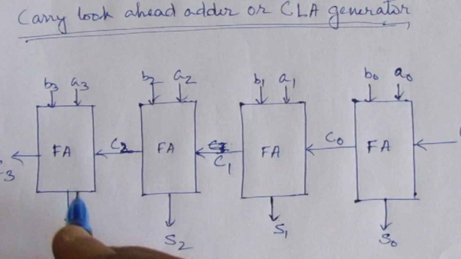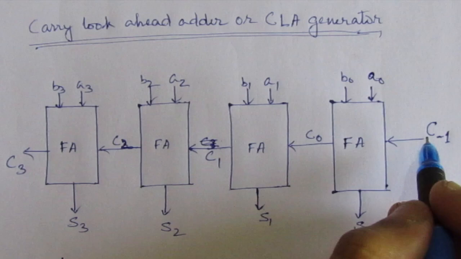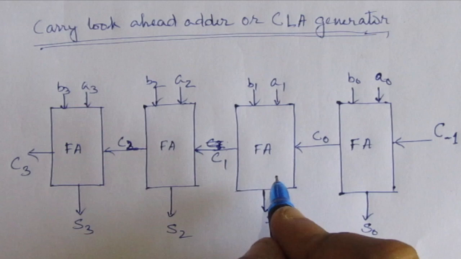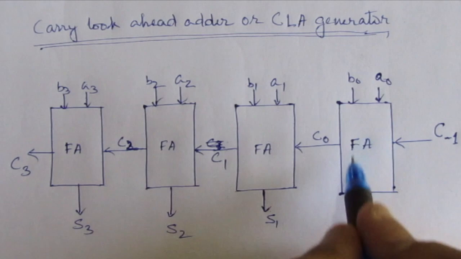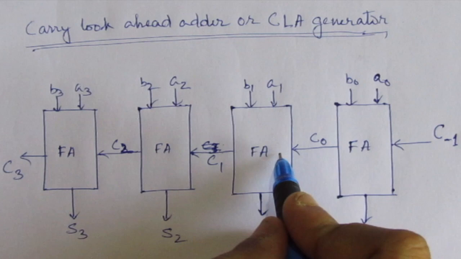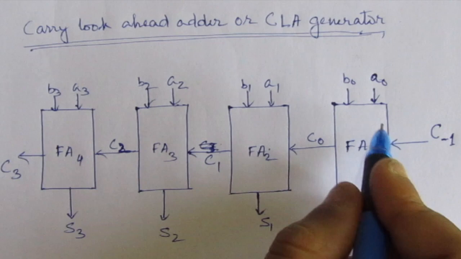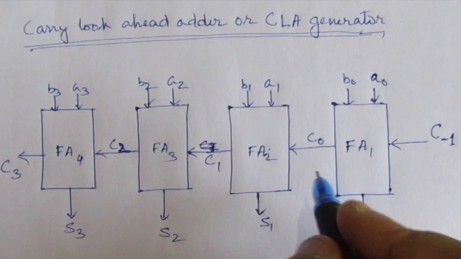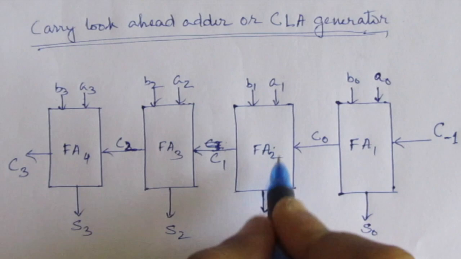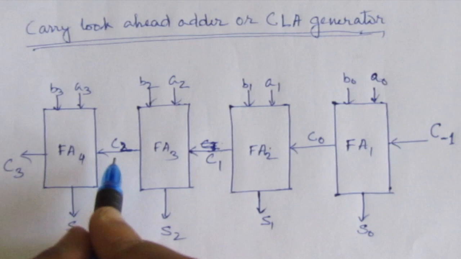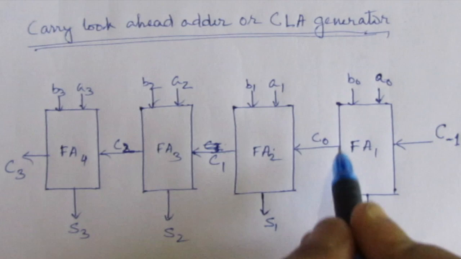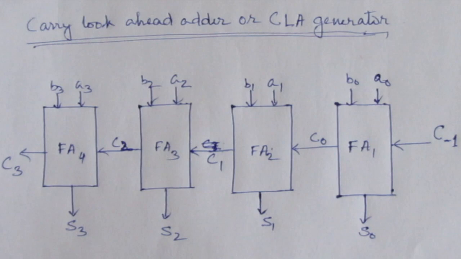So here we can see that the first stage is receiving the carry input, but the second stage has to wait for the carry out to be generated. After this, the full addition operation is complete, and this output carry is the input carry to the second full adder. So we have to wait some time, that means the propagation delay of this full adder circuit. Similarly, for C1 to be generated, we have to wait another delay of this circuit. To get the input carry for full adder 4, we have to wait for 3 stages to complete. So this is one of the problems we are facing whenever we are adding 4-bit numbers.